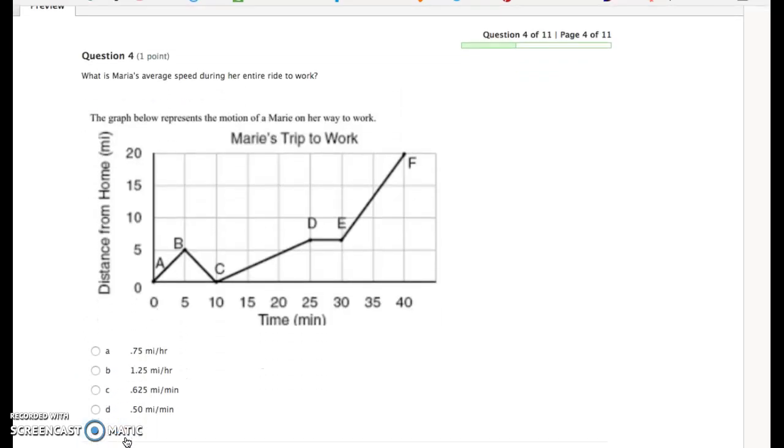What is Marie's average speed for the entire ride to work? You add up all of the distances. She moves 5 miles away. She goes 5 miles back. That's 10. And then she goes from 0 to 20. So you do this 20 miles segment right here, plus another 10. So that's 30.